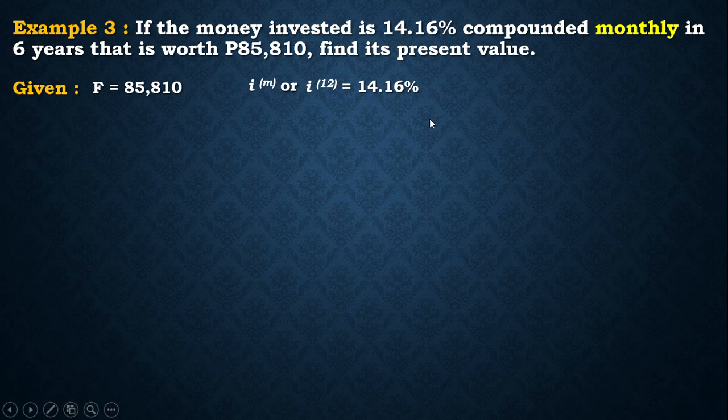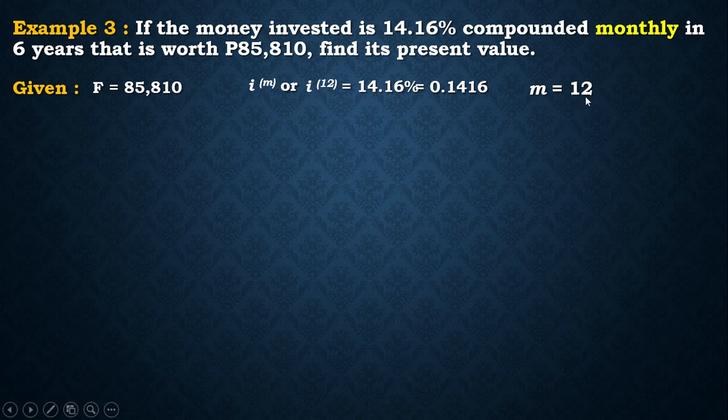Ito po siya. Ang next step, i-divide po natin itong 14.16 sa 100. Always po yan na i-divide sa 100. Kaya naging 0.1416. Again, dinivide po natin sa 100 kaya naging 0.1416. And then we have the given M or the frequency of conversion that is 12. Again, bakit 12? Kasi monthly po yon.